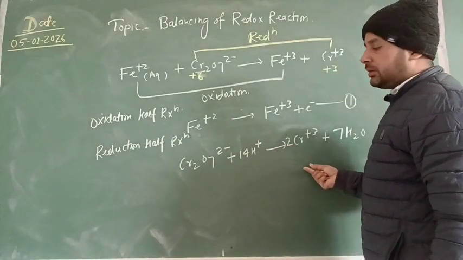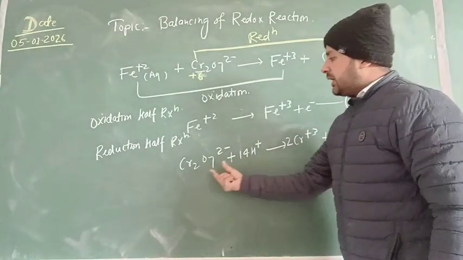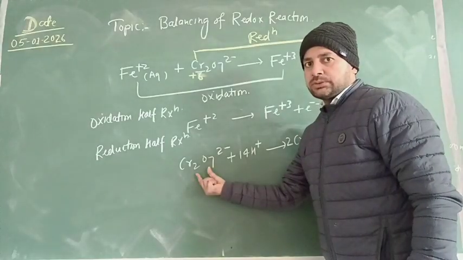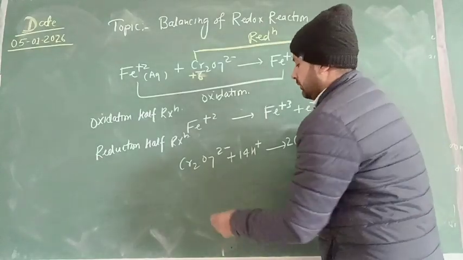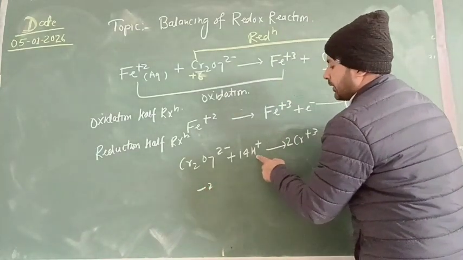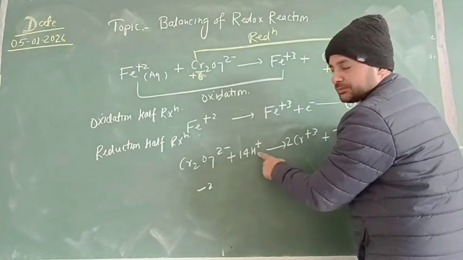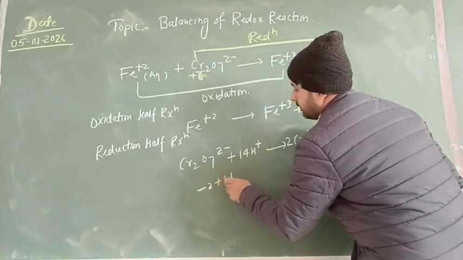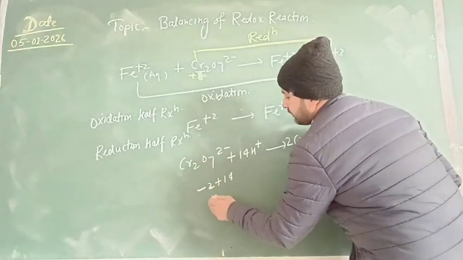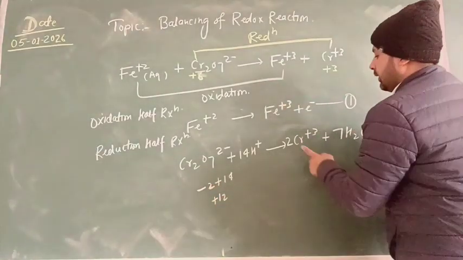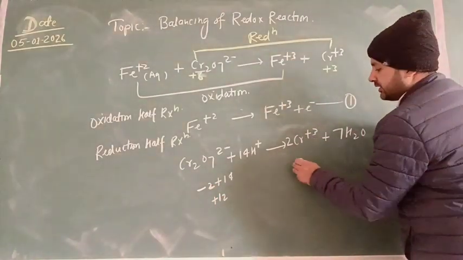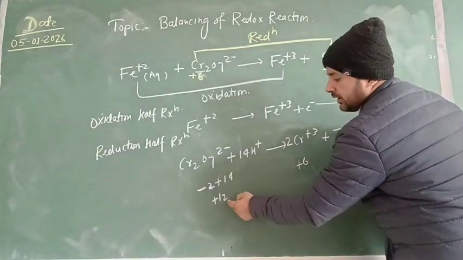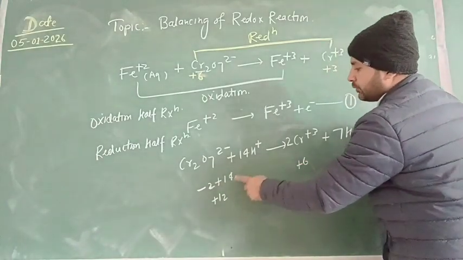Now we will check the charges. Here our overall charge is -2 and the hydrogen is +1, but there are 14 hydrogen atoms. The total charge is +14. So -2 plus 14 will give +12. Here, 2 times 3 is 6, so it is +6 charge. Here it is +12 charge. So we have to balance the charge.